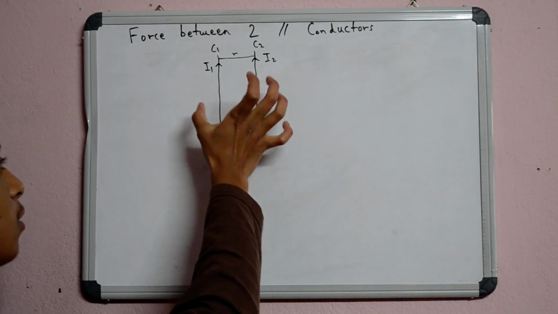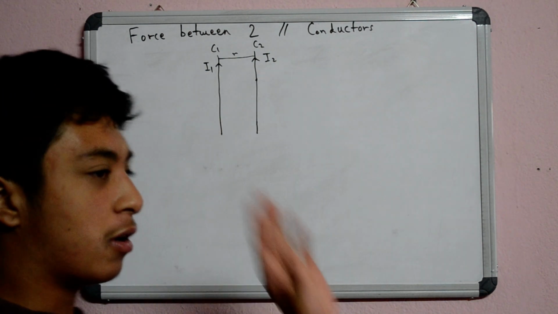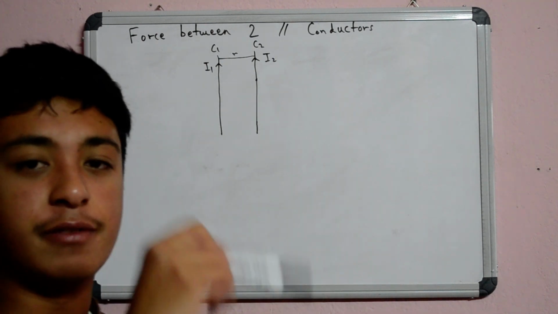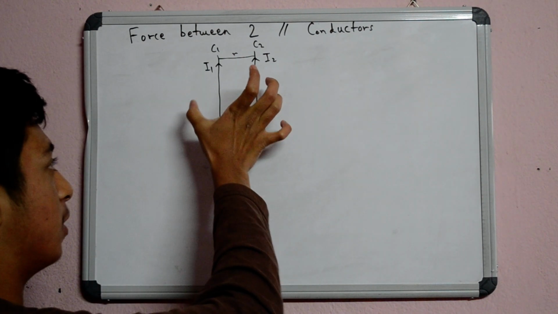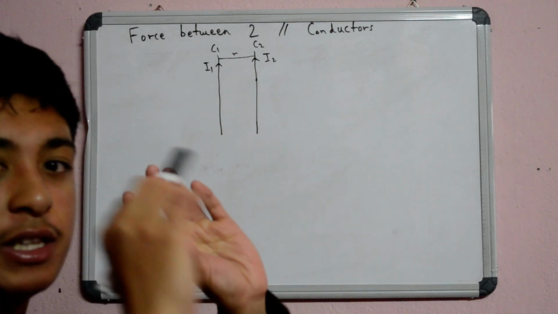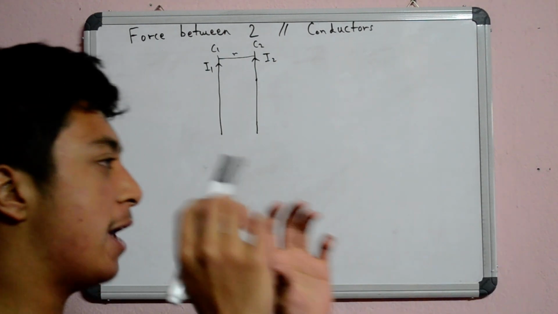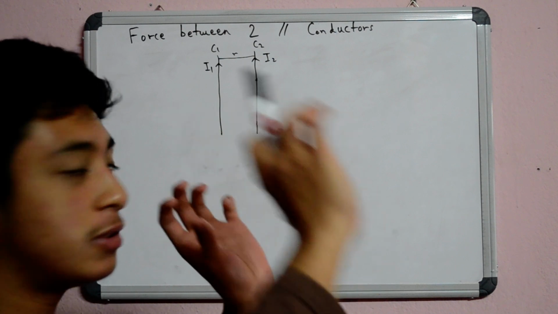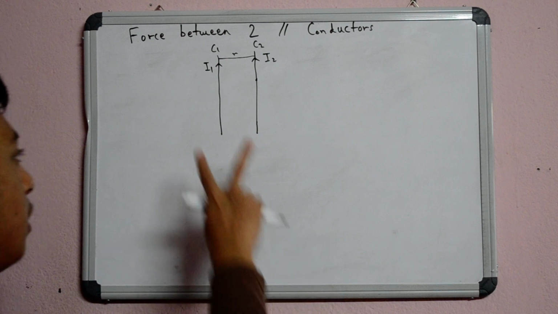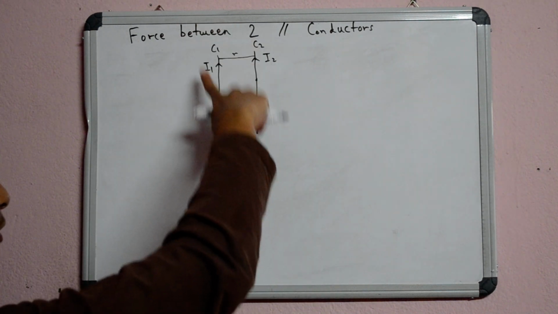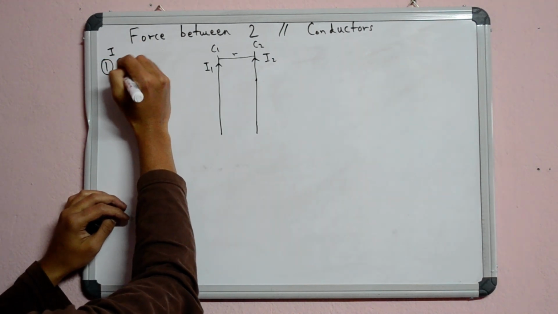Now let's say we have two parallel conductors like this, separated by a distance r. When a current flows, it produces a magnetic field around it and it experiences some Lorentz force. Here, these two conductors will be in each other's magnetic field, and they will experience some force between them. Now there will be two cases: when the currents are in the same direction and in the reverse direction. So let's take the case when the current is in the same direction.